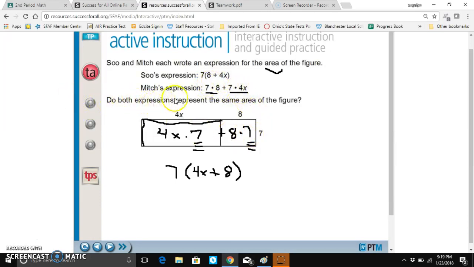So do both expressions represent the same area of the figure? Yes. Sue is correct, and so is Mitch. This is before the distributive property was applied, and this is after the distributive property was applied.